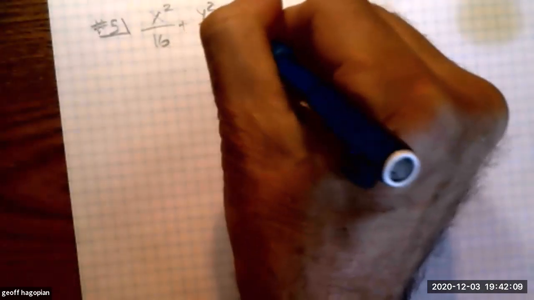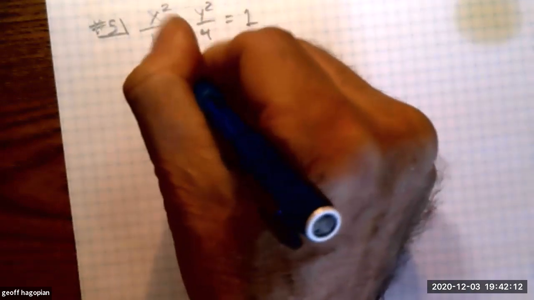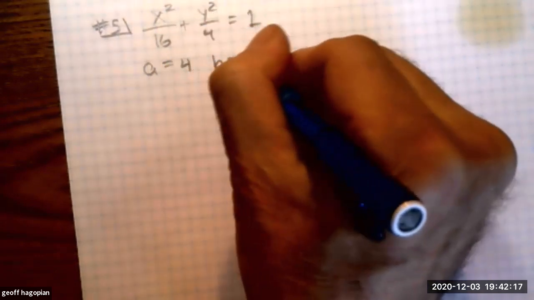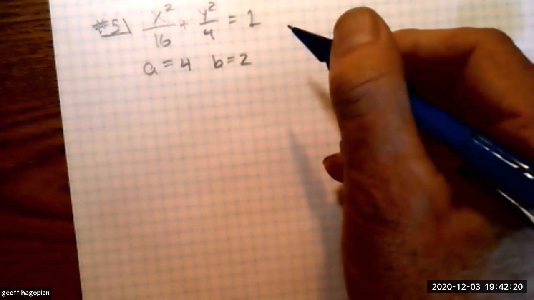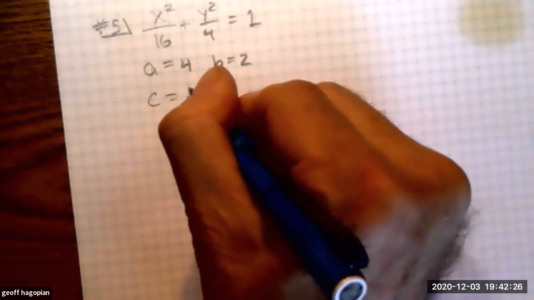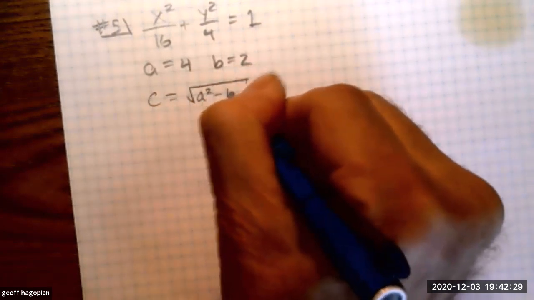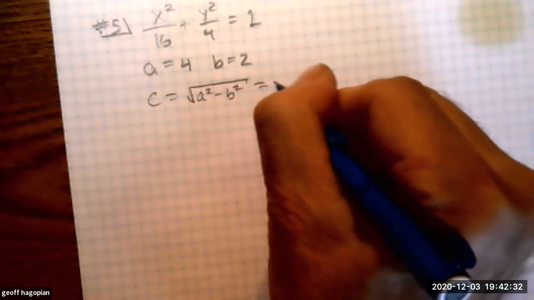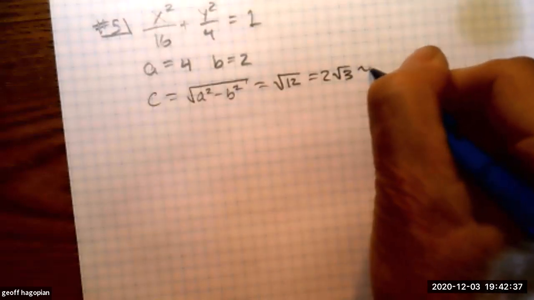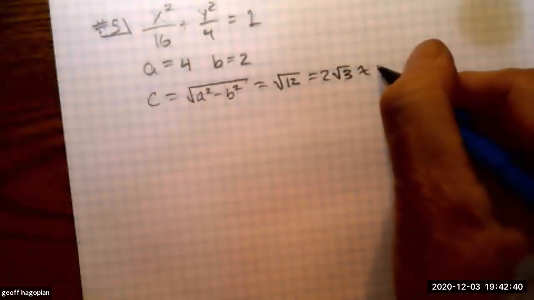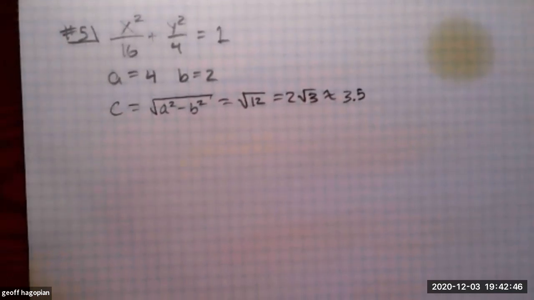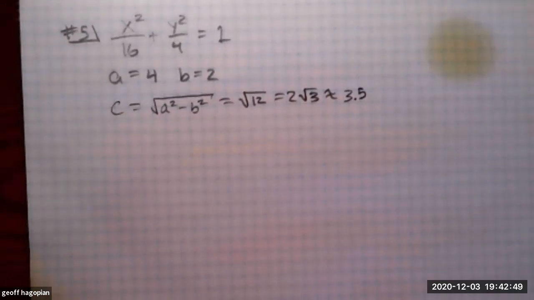So what's A? A is the bigger one, and that's the square root of 16, which is 4. And B is going to be the square root of 4, which is 2, right? And so what's C? Well, C is the square root of A squared minus B squared. So that's going to be the square root of 12, which is 2 times the square root of 3, or approximately 3.4 something. Maybe 3.5, I think it's closer to 3.5.